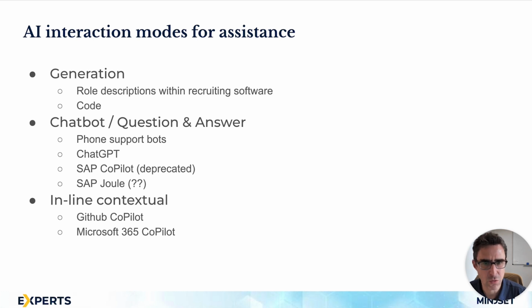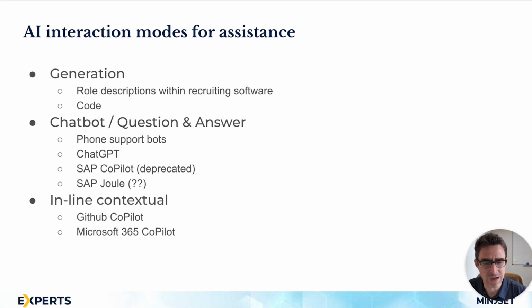I break things down into three different areas. First, generation, which is what we've seen at SAP Sapphire with SuccessFactors and the ability to develop job descriptions within recruiting software. We also see generation a lot in terms of creating essays, and code. So we use generation for code where we say something like, I need a function that will find the first 100 prime numbers, or something more useful, and ChatGPT or another LLM will generate that function.